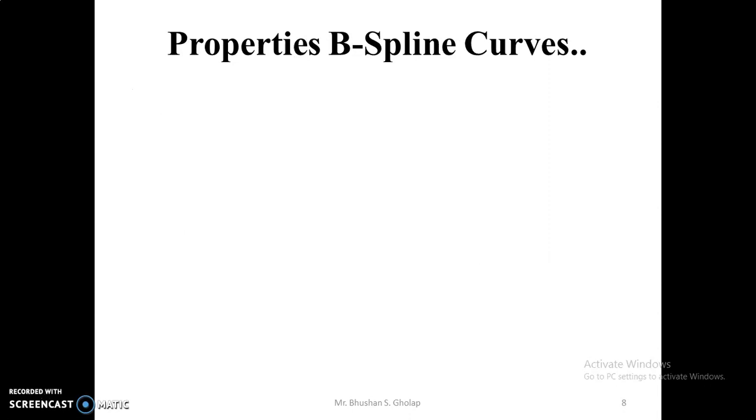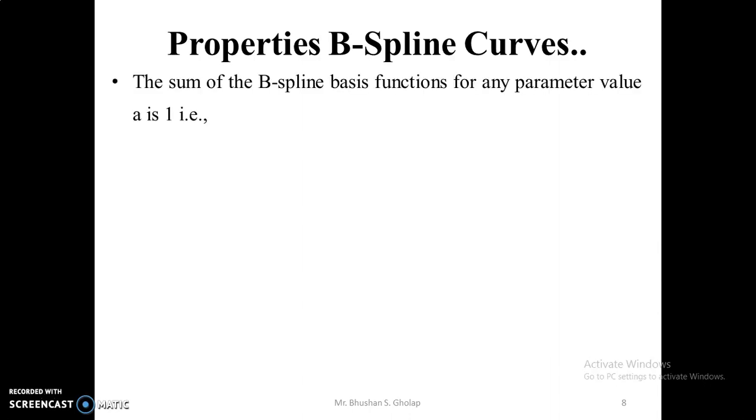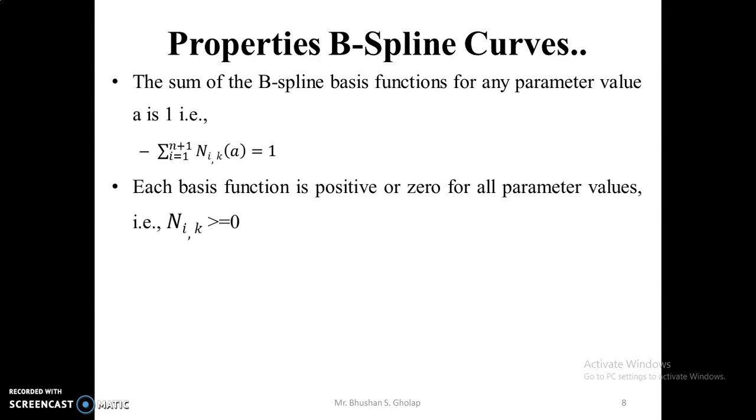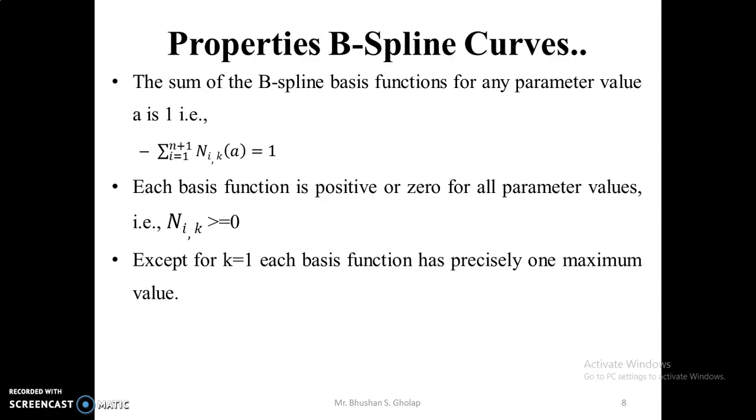Next, we will discuss the properties of B-spline curves. The most important property of a B-spline curve is that the sum of the B-spline basis functions for any parameter value u is 1, that is, summation i equal to 1 to n plus 1 of N_i,k(u) equals 1. Each basis function is positive or 0 for all parameter values, that is, N_i,k is greater than or equal to 0. Except for k equal to 1, each basis function has precisely one maximum value.